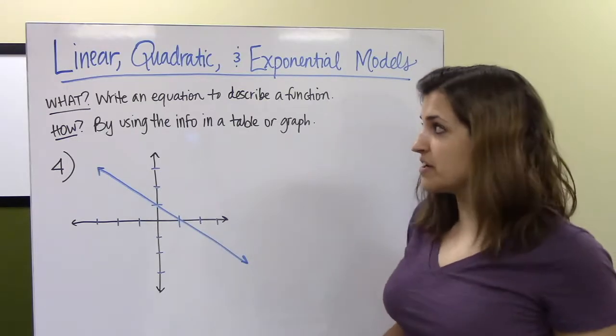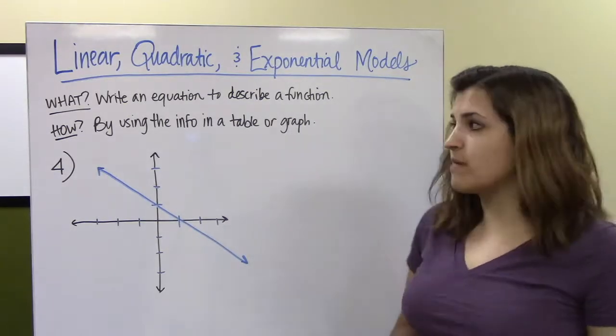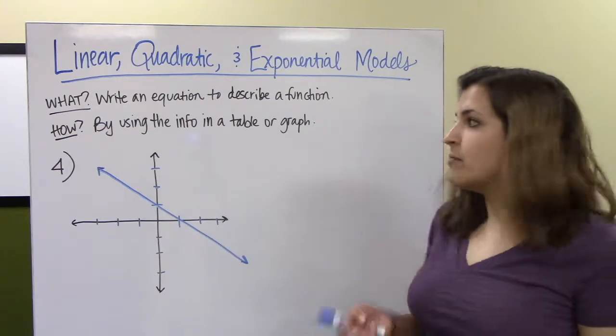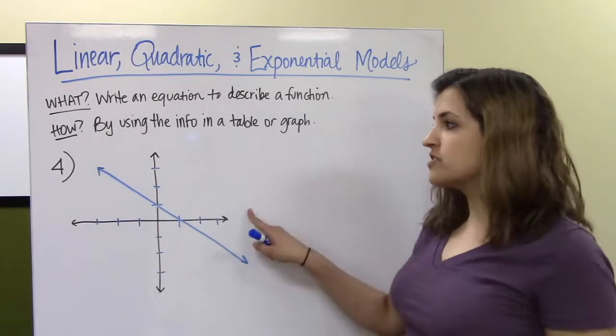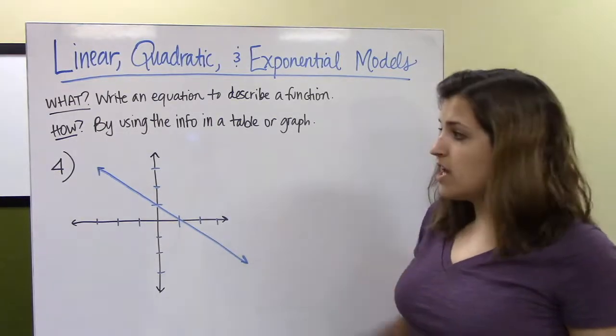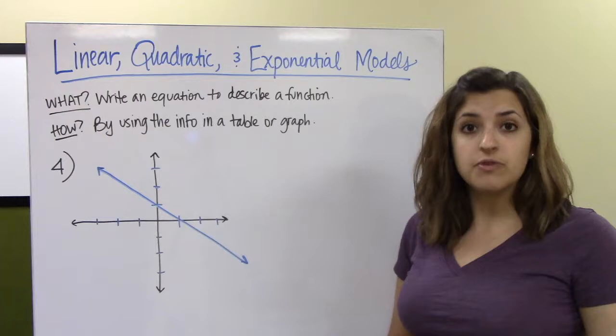So what's our objective here? Well, we want to write an equation to describe a function. How are we going to do this? By examining the information we're given in a table or a graph. So first, in the fourth problem, we're given a graph. And our graph looks like a line, so we know it's going to be linear.